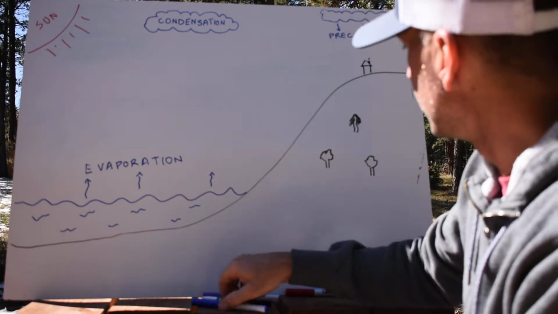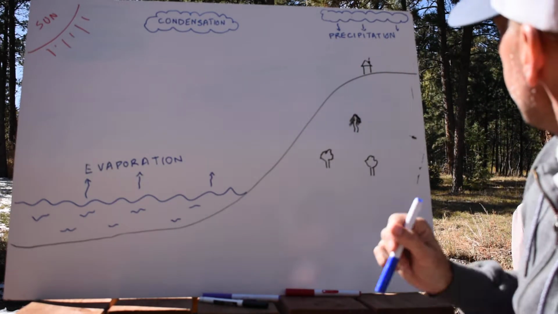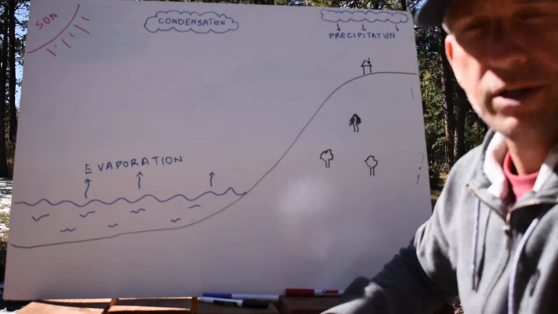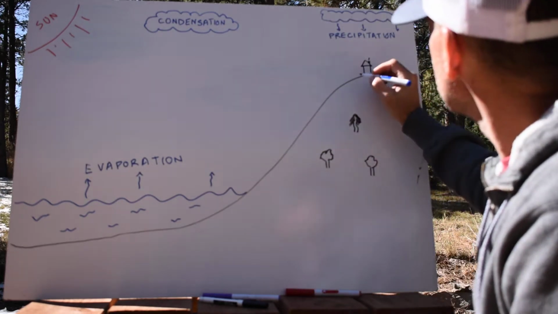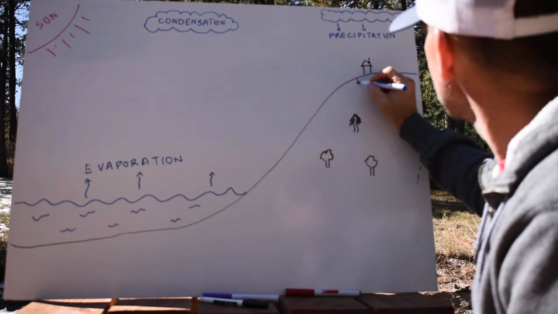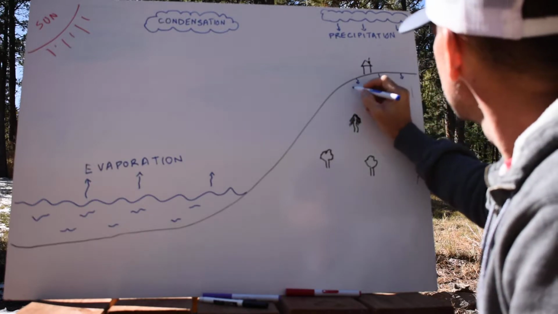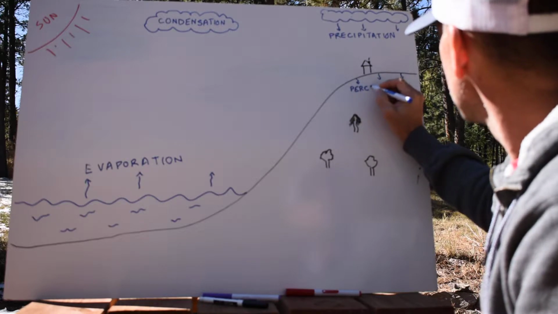And as this water hits the ground, there's a bee. Okay, a little friend. As this water hits the ground, it can do one of two things. Okay, some of it will soak into the ground, and as it soaks into the ground, this is called percolation.